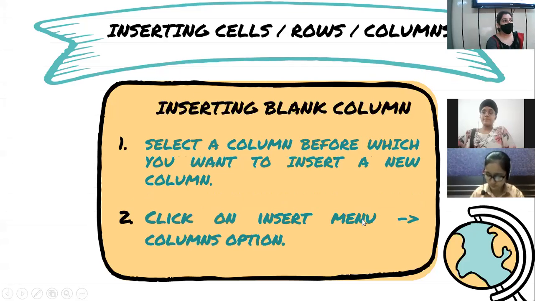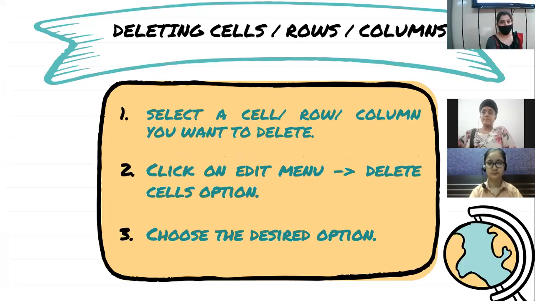Next, when you want to insert a column, the option will change to the columns option. And if you are inserting a row, insert menu rows option. And if you are inserting a column, the command is insert menu columns option. Clear? Select the column before which you want to insert a new column, and then follow the command insert columns option. Right? Clear?